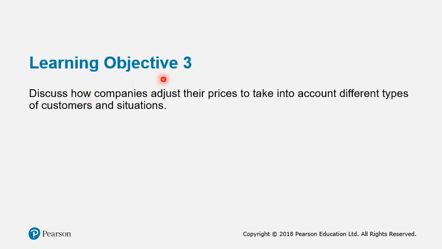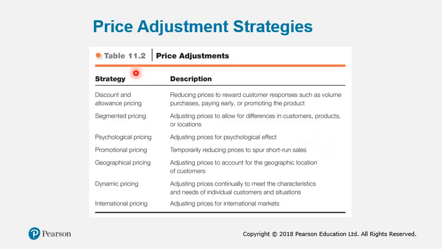Moving on to the third learning objective, to discuss how companies adjust their prices to take into account the different types of customers and also situations. There are many strategies that can be done. The first one is discount and allowance pricing. Allowance, you know, means a cheaper price.